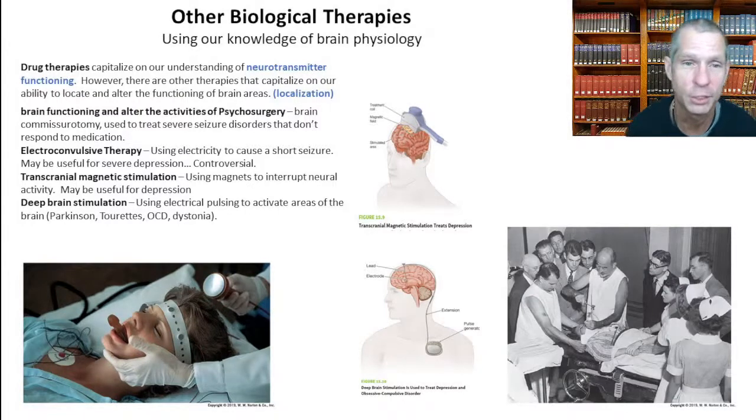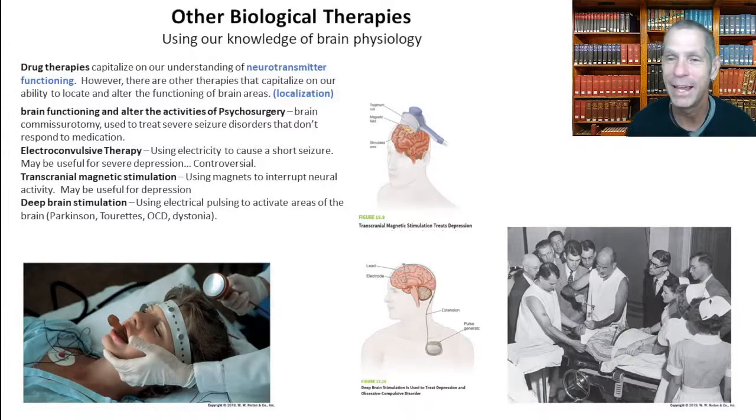Now, there's also electroconvulsive therapy. Basically, they use electricity to cause a short seizure. This was also used, just like the frontal lobotomy, as a means of behavioral control back in the 30s and 40s and early 50s before we knew any better. It fell out of favor in the 50s and 60s and was not used as much.